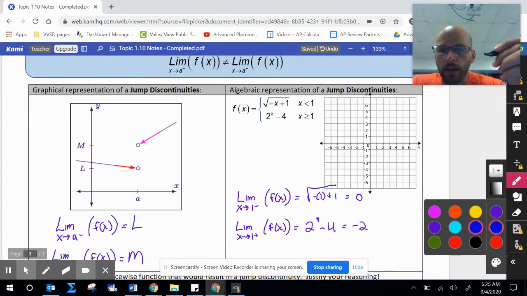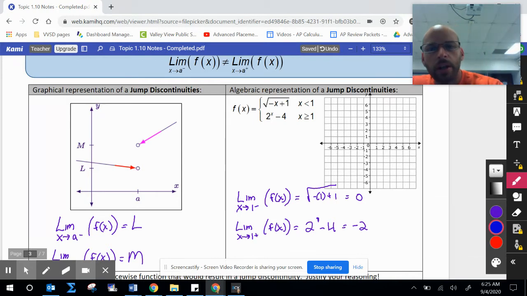So if I do the left side in blue here, so at 1, we know that it was at 0, and it's going to be an open circle. And it's a radical, and if I plug in 0, I'm going to get 1. If I plug in negative 3, I'm going to get 2. So I get a radical function that looks like this.